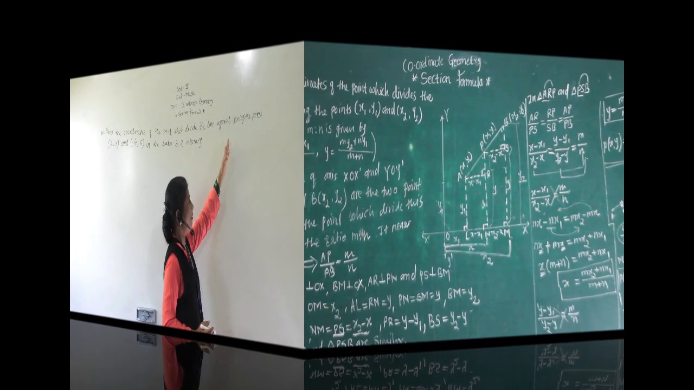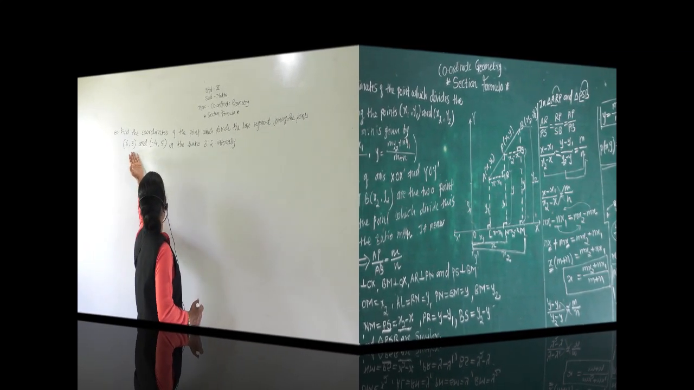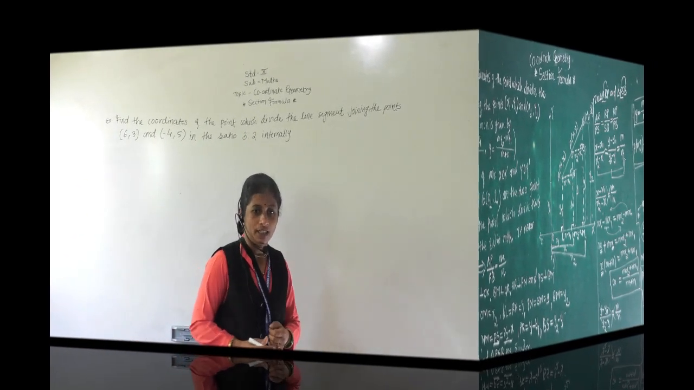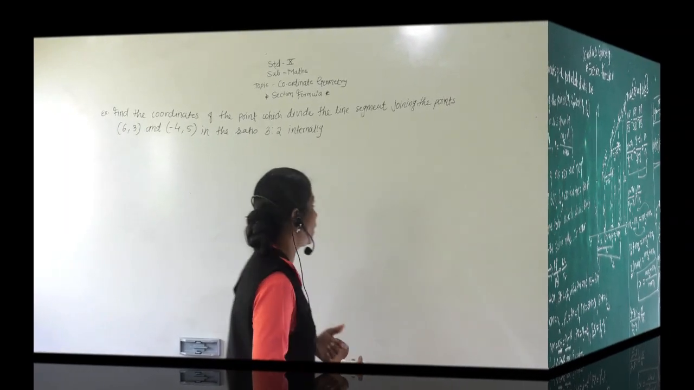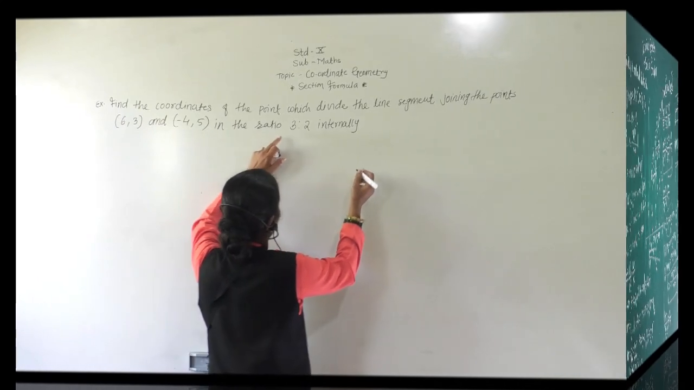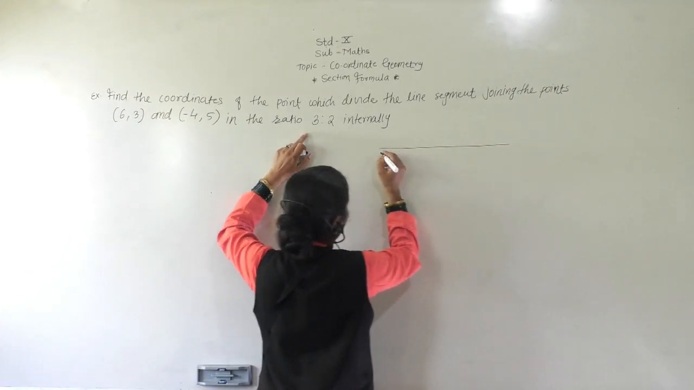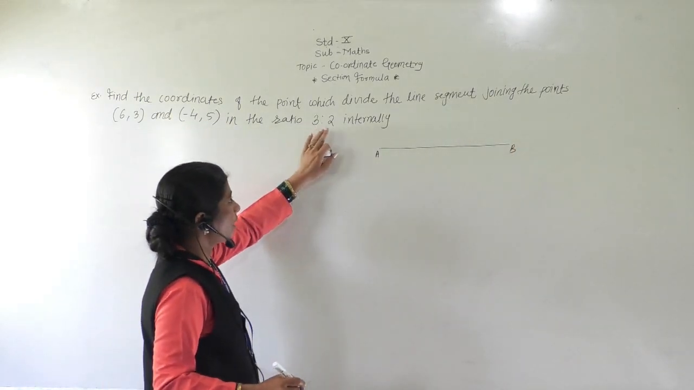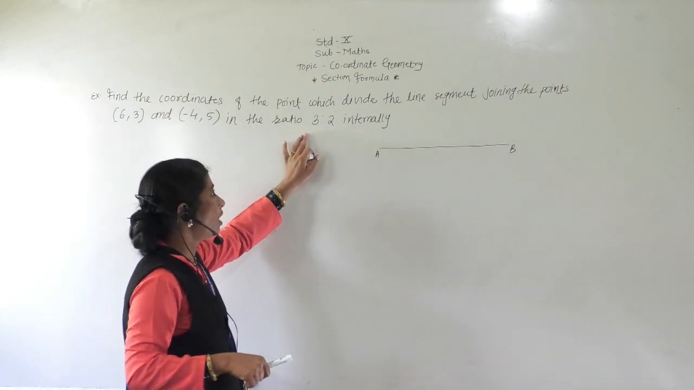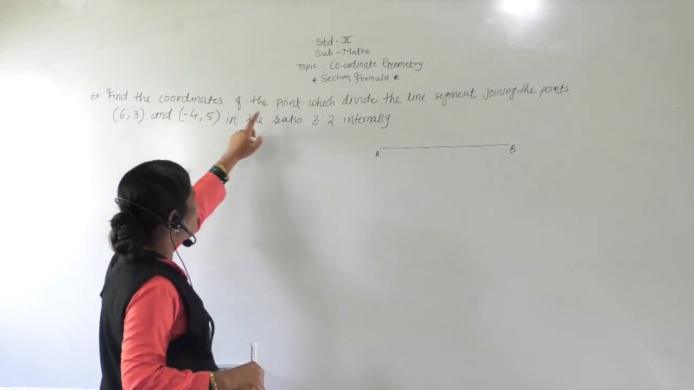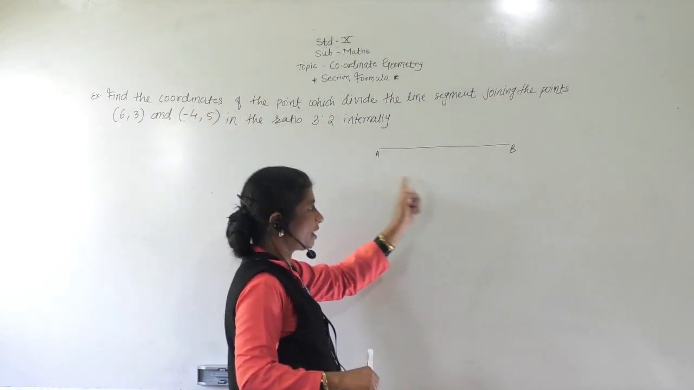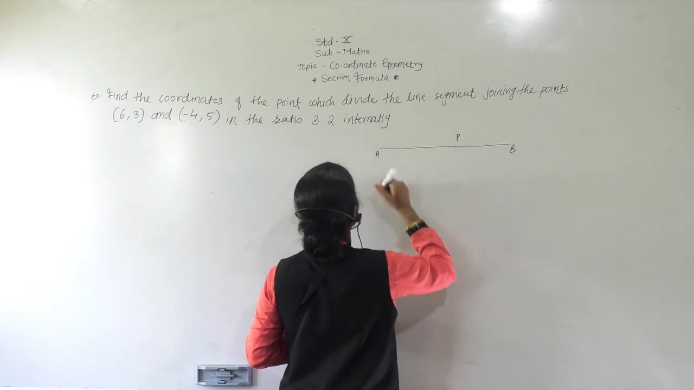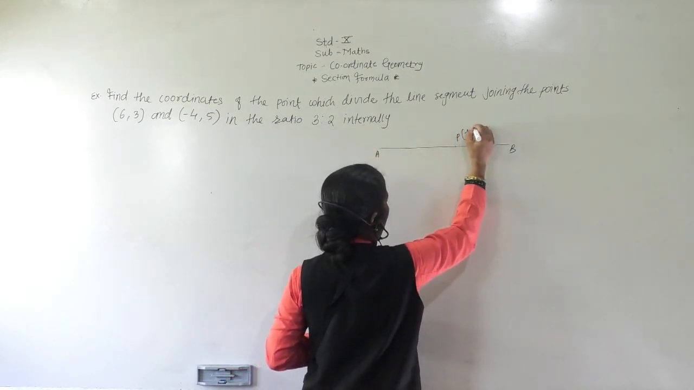Find the coordinates of the point which divides the line segment joining the points (6, 3) and (-4, 5) in the ratio 3:2 internally, right? In the section formula we have learned, according to that we will do here. This is the line segment AB. We will take point A and point B, right? And the ratio 3:2, so m is to n is 3:2. Now the point which divides this line segment, we will take this point P, with coordinates x comma y, right?